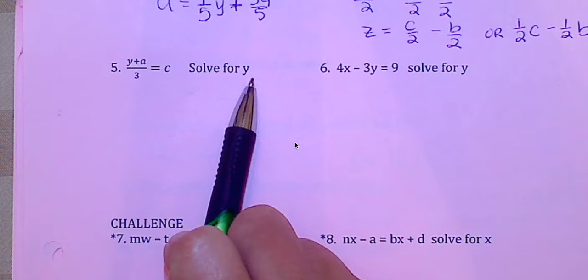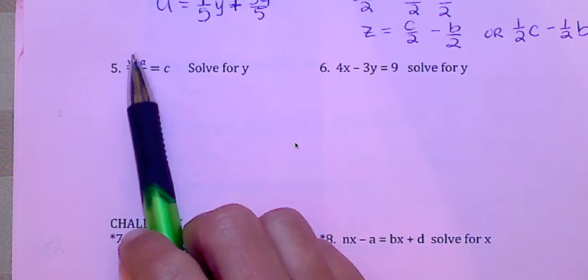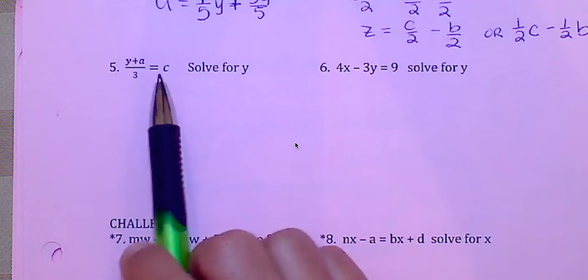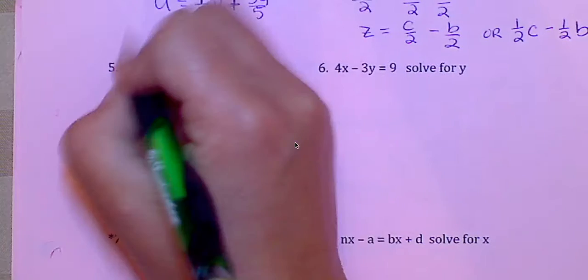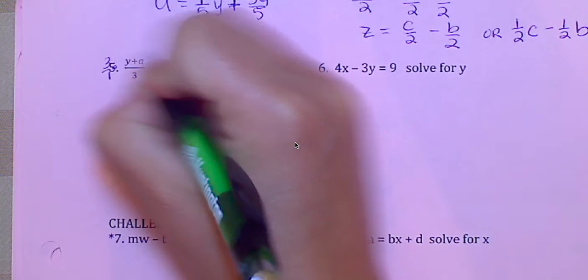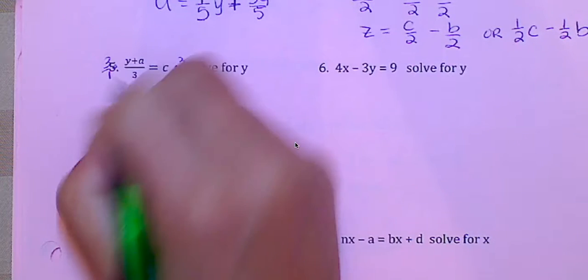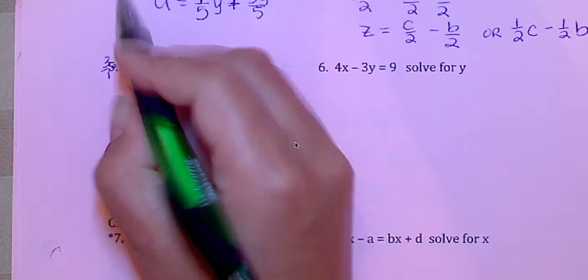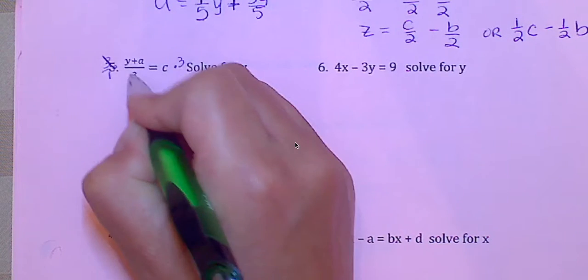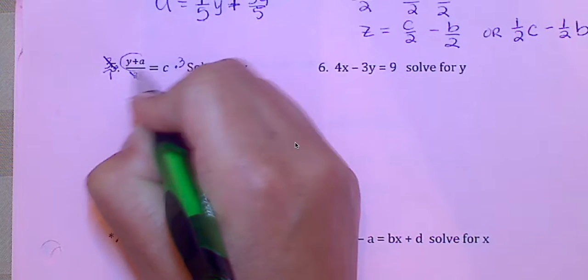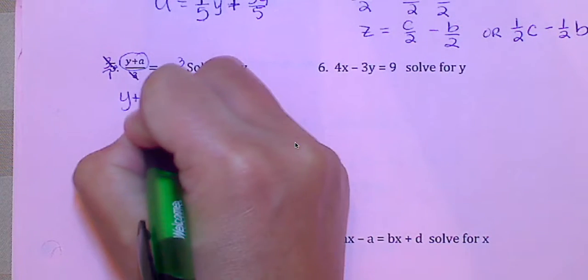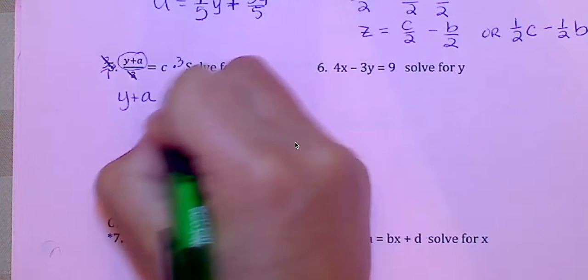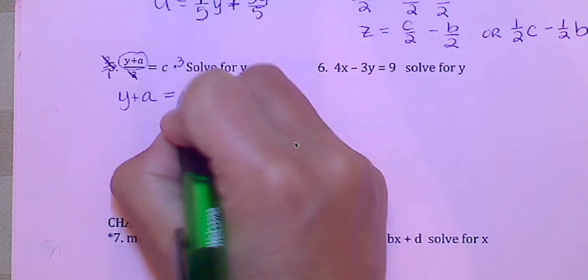We want to solve for y. Now, we see this fraction. We have to still get rid of that 3 in the denominator first. So we multiply by 3 over 1 on this side and by 3 on this side. Remember, in this case, the 3 cancels with the 3, and all we're left with is the numerator every time, y plus a. And that's equal to 3 times c, or 3c.